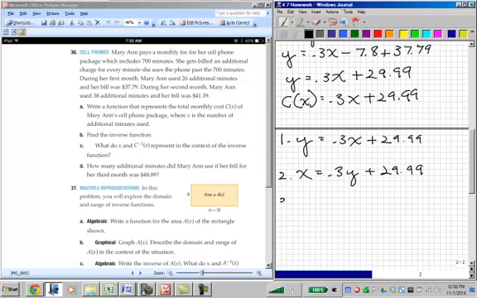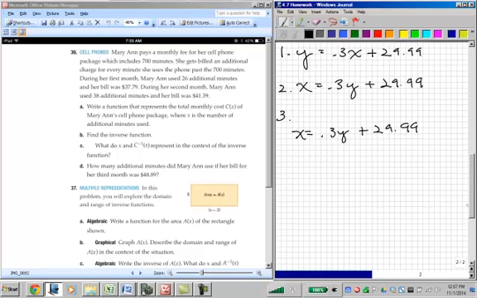Now, step three, solve for y. So isolate y. So I'm going to subtract 0.3y from both sides. Here, let me do this over again. Let me put all this down here. Let me put this x equals 0.3y plus 29.99. Okay, I'm going to get the y over on the left side. So I'm going to subtract 0.3y from both sides.